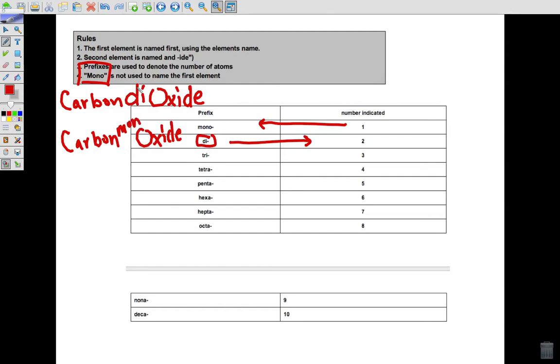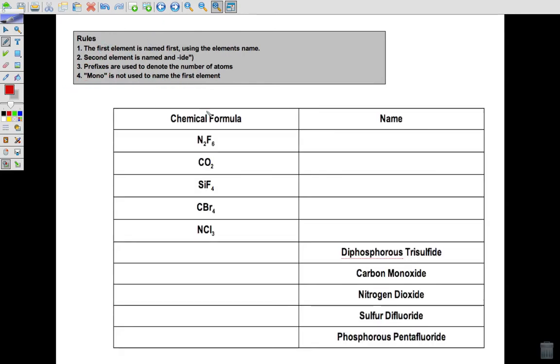All right? Take a few moments and work through naming them and then finding the chemical formula. First, you're going to name them and find the chemical formula.